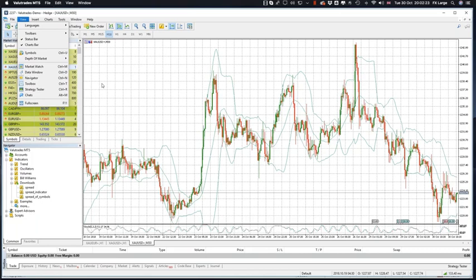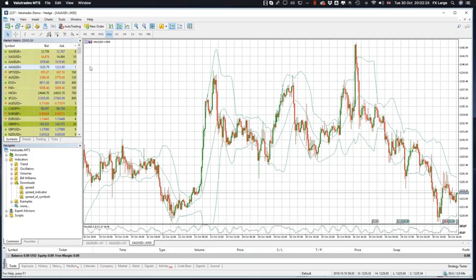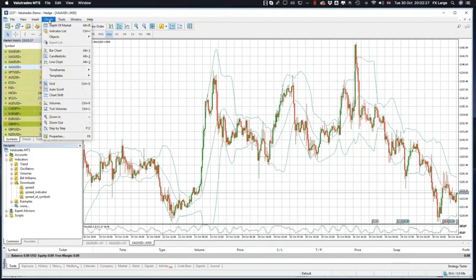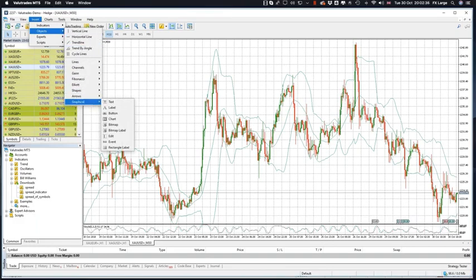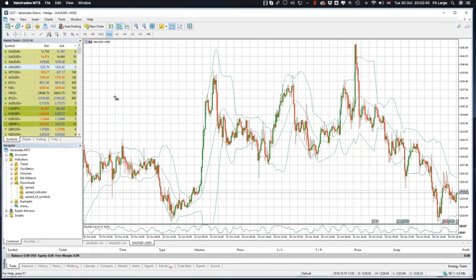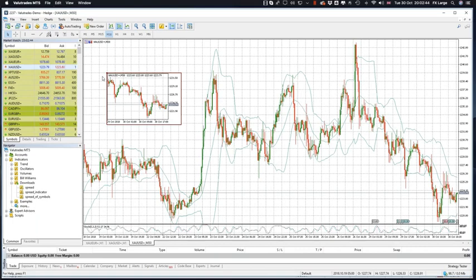One of the things that I really like about MT5 is this hidden gem. If I go to Insert, Objects, Graphical, and as you can see, it's very well hidden, Chart. I can have a chart within a chart. And I think this is a very awesome feature, and I'll show you why.